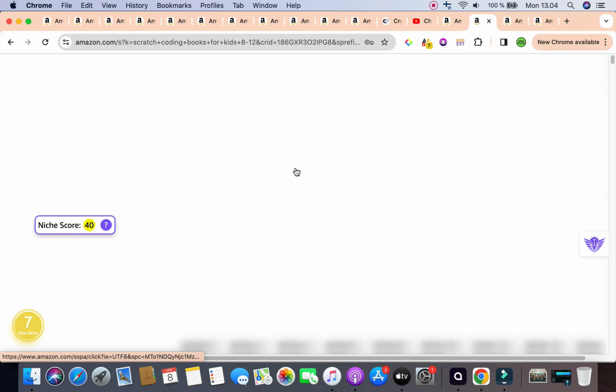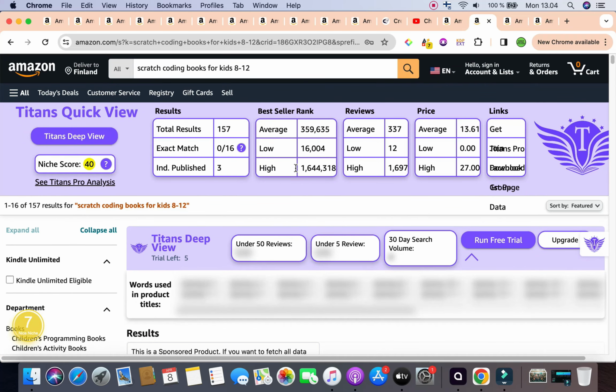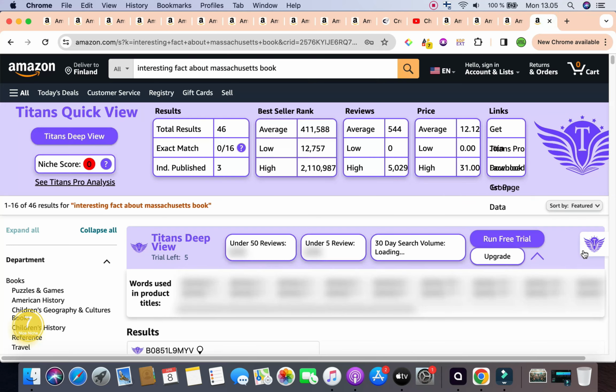So there are many books that you can find. We found more than 3 books with a BSR of 100,000 in the results page. On the first page, they're not sponsored. Let's dive into the third keyword, which is interesting fact about Massachusetts book.